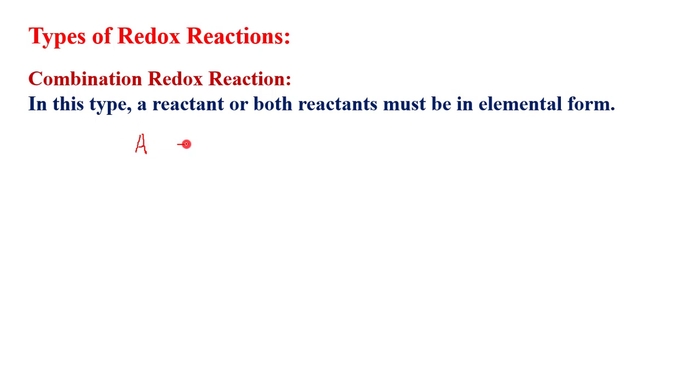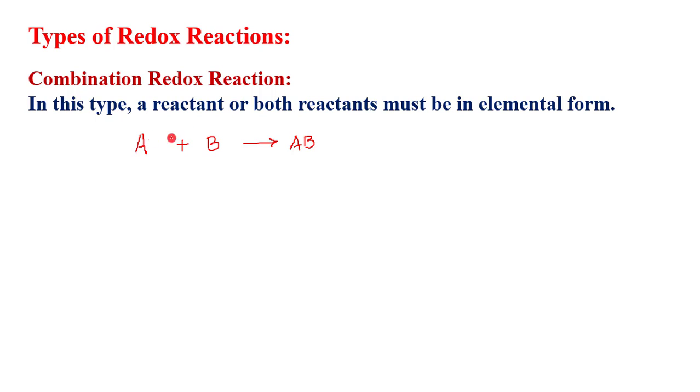Generally, I can write like this: A plus B gives AB. A and B are the two reactants and they are forming a product AB. What is the requirement? Both the reactants should be in elemental form, or at least one should be in elemental form. Then only you will call those redox reactions combination redox reactions.